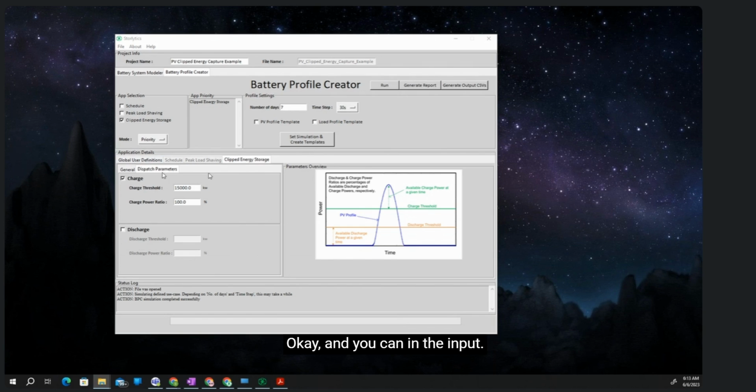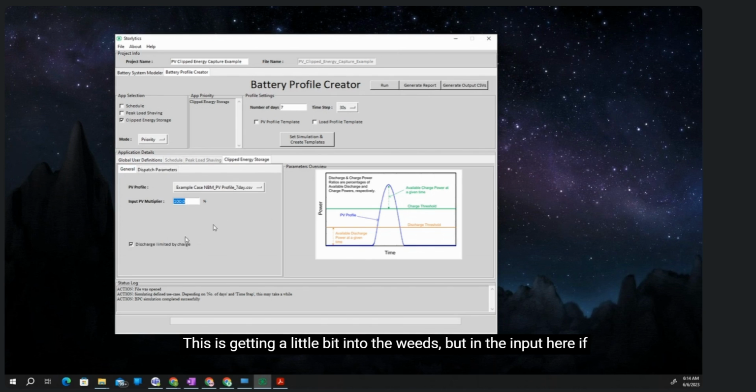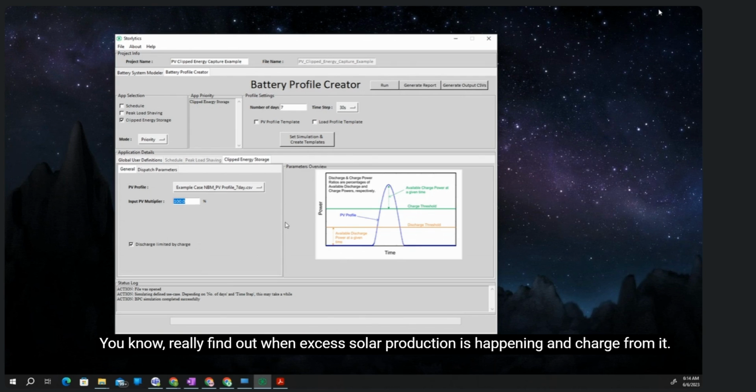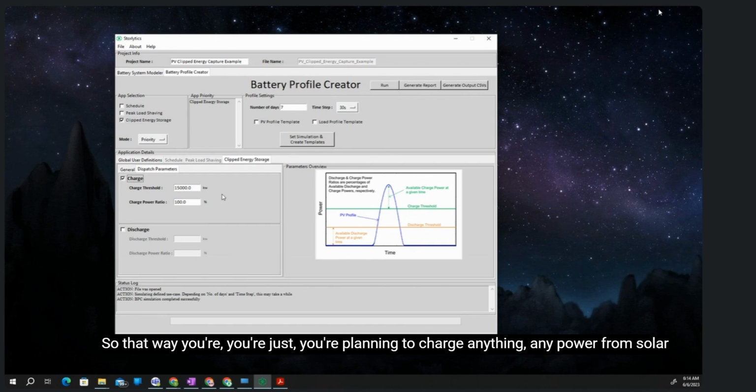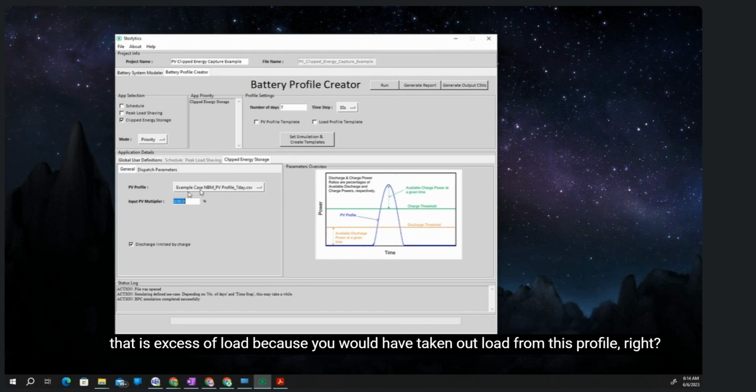And you can, in the input, this is getting a little bit into the weeds, but in the input here, if you wanted to do that, you can basically have the PV profile minus load. So you can do that in Excel. And then that helps you really find out when excess solar production is happening and charge from it. In that case, you'd probably set the charge threshold here to 0. So that way you're planning to charge any power from solar that is in excess of load, because you would have already taken out load from this profile.